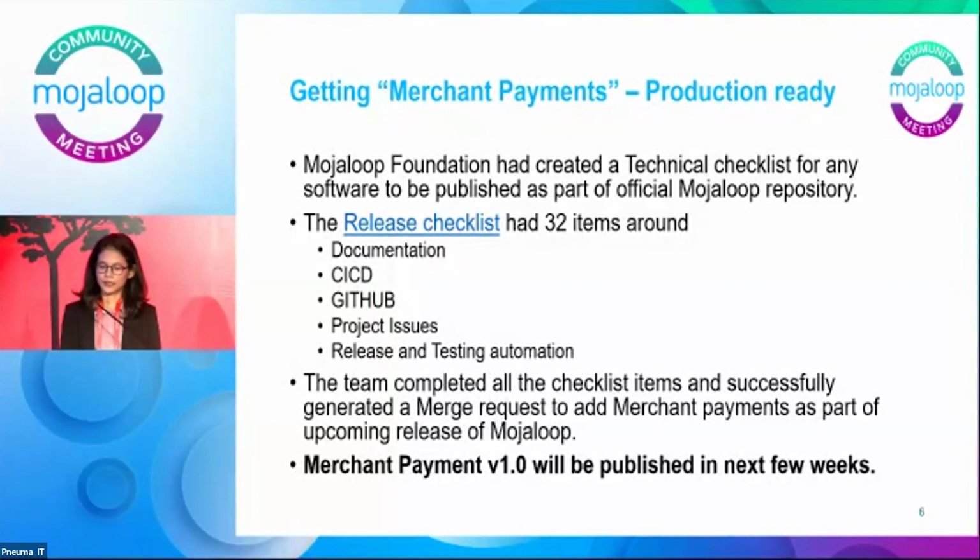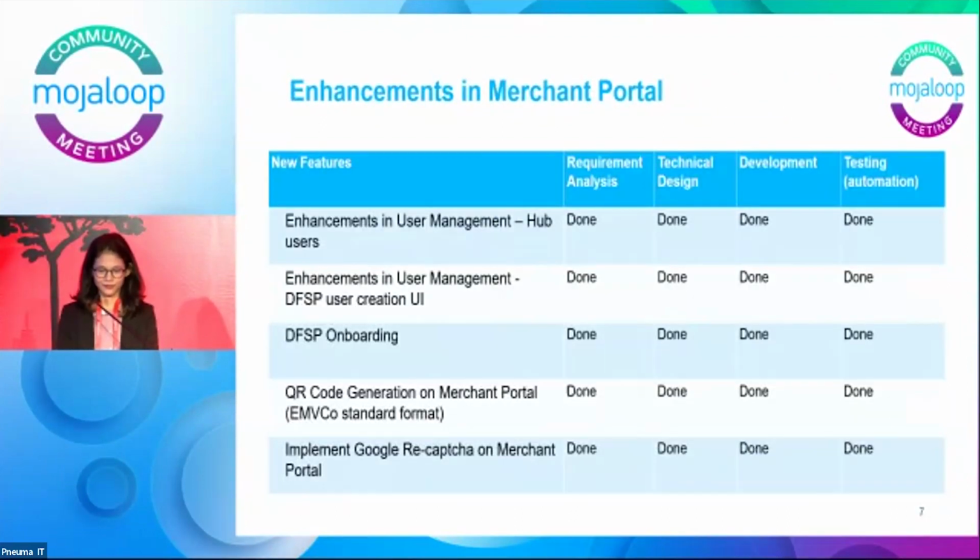For release and test automation, we have done unit testing, integration testing, and functional testing. The test coverage for all of those has been over 90% already. And for the IaC, we have also completed the Helm chart creation. Since we have already completed all those checklists, we are hoping to release version 1 of the merchant payment system in the next few days.